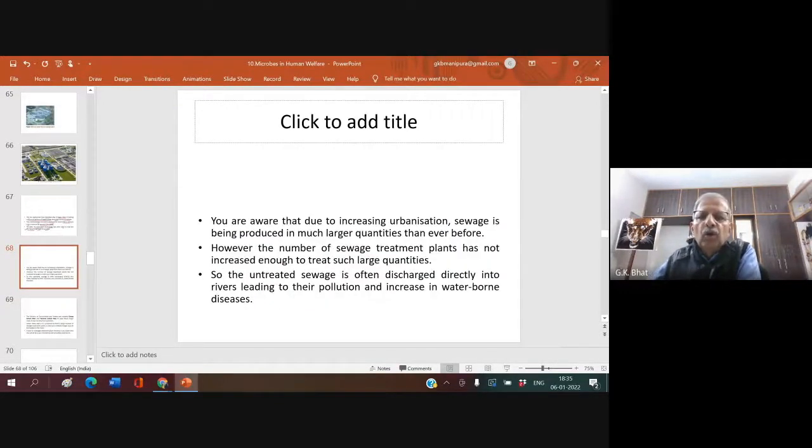You are aware that due to increasing urbanization, conversion of more and more villages to cities and townships, sewage is being produced in much larger quantities than ever before. However, the number of sewage treatment plants has not increased enough to treat such large quantities. So the untreated sewage is often discharged directly into the rivers, leading to their pollution and an increase in waterborne diseases.